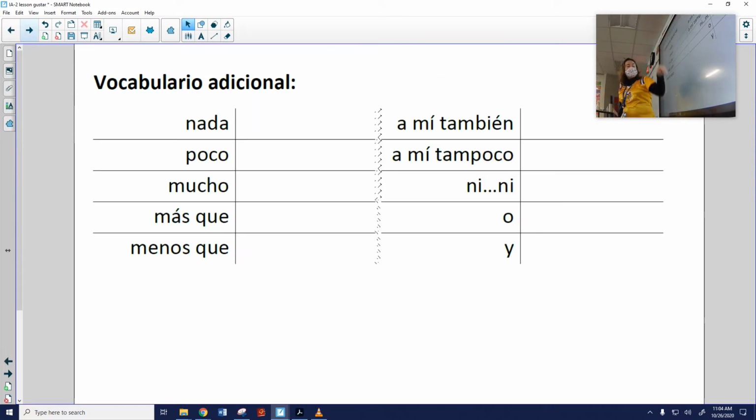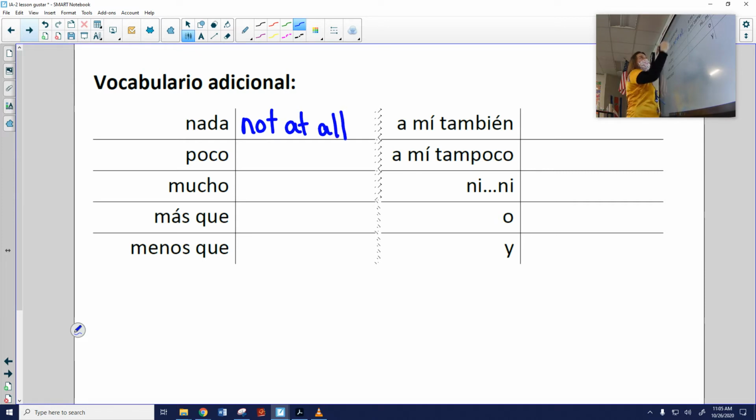Here's some additional vocab that might come in handy as we're learning about gustar. Nada, no me gusta nada. Not at all. I don't like it at all. It can also mean nothing, which I think you've learned in chapter 1. ¿Qué tal? ¿Qué hay de nuevo? ¿Qué pasa? Nada.